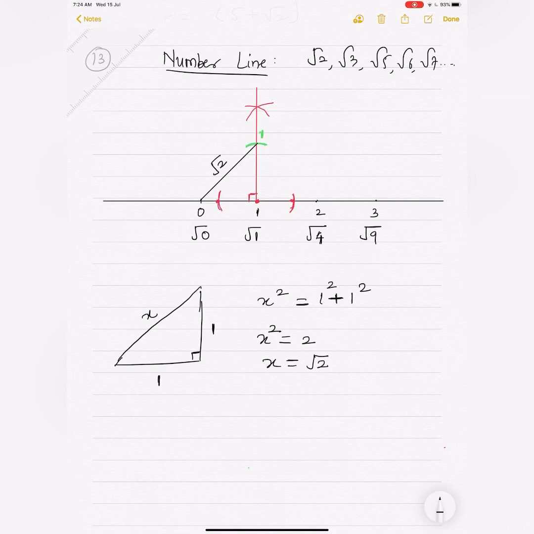Now, how to mark root 2 on the number line? This is another challenge. What we'll have to do is take the radius. Okay guys, look, we'll take the radius from the point A, that is 0, to the point B, that is 1. Take the radius and then start drawing that arc from here to this, and this point becomes root 2. So you are taking the radius from A to B, and with that same radius you keep on drawing that arc down and you will get root 2.